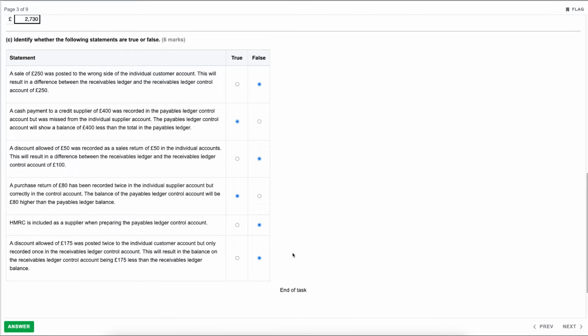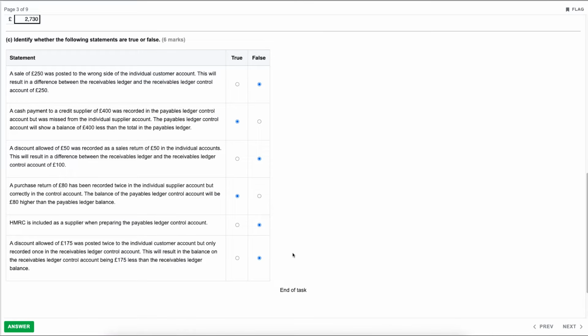If you've posted it twice into the individual customer account, bear in mind that a discount allowed would lower the balance. So if you've posted it in twice, that would lower the balance on your individual customer account twice, which would mean that your receivables ledger is £175 lower than your receivables ledger control account. So that one would therefore be false.